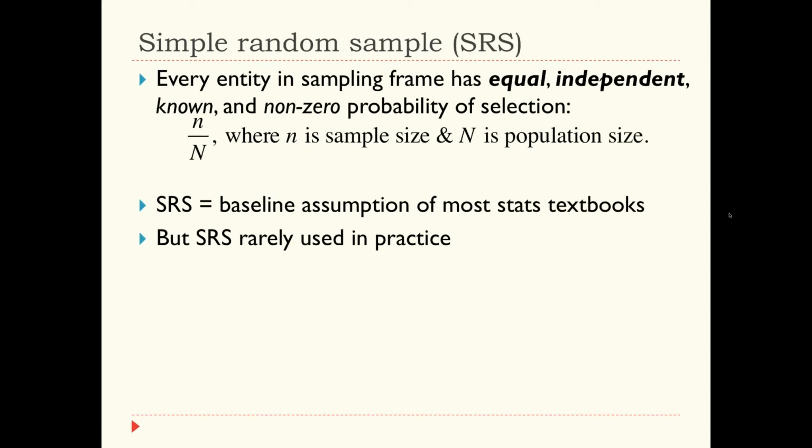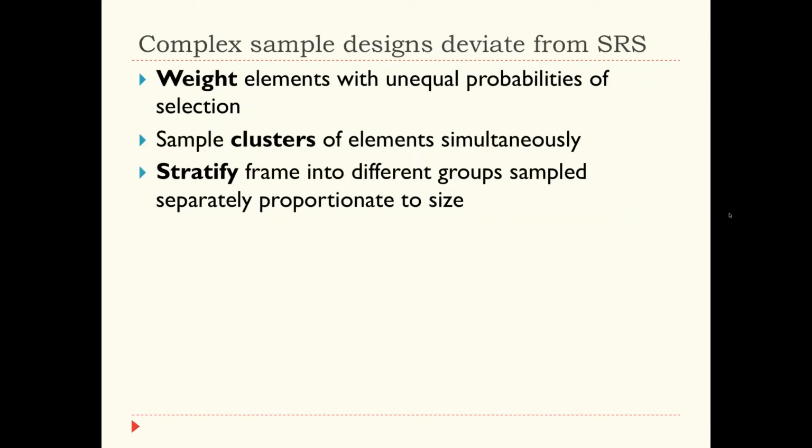So going back here, note the terms that I bolded: equal and independent. Those are the two additional assumptions for a simple random sample. You can still have a random sample and violate those two conditions as long as you know the probability of selection. It doesn't have to be equal or independent, but if it's a simple random sample, it does. So sometimes we have unequal probabilities of selection, and I'll give some examples in a minute.